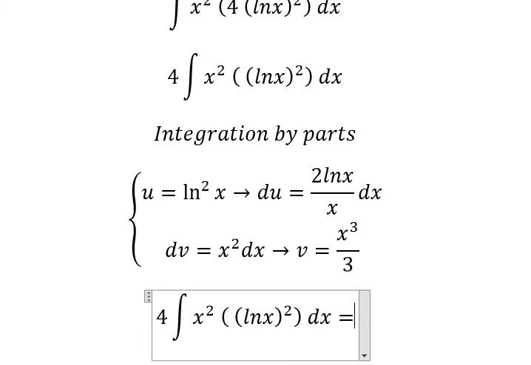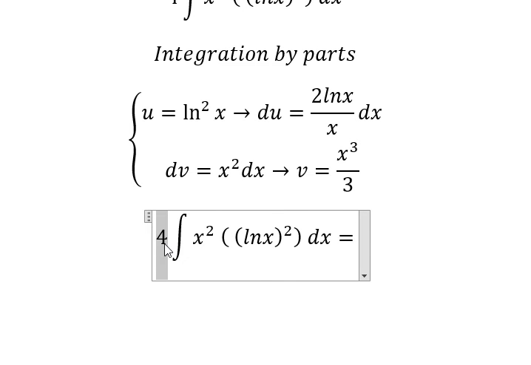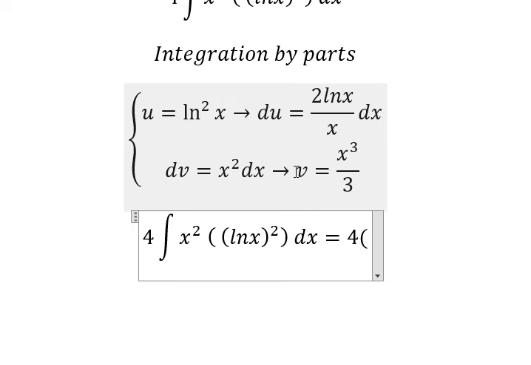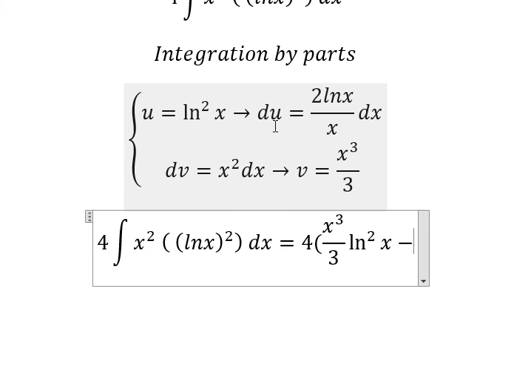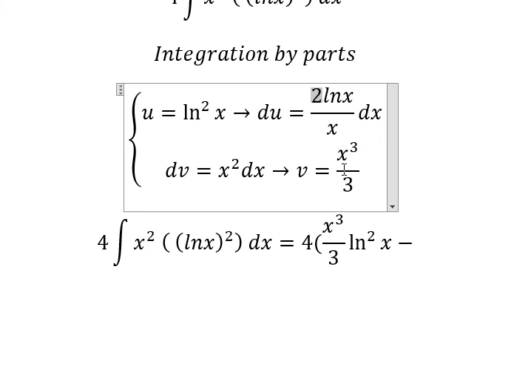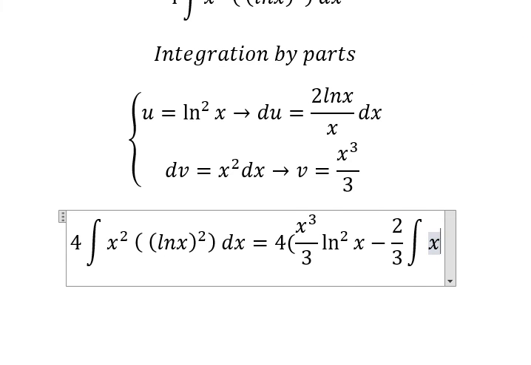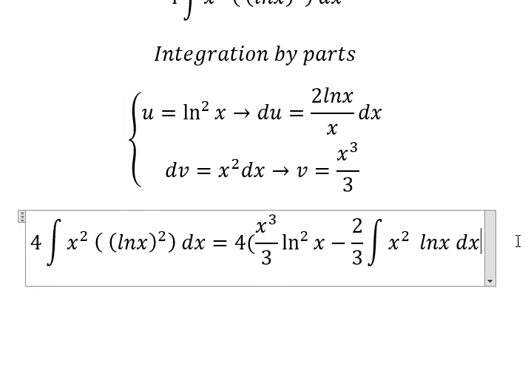So we have u multiplied by v. We have the number 4 in here, so we keep the number 4. So we have u multiplied by v, minus the integral of v du. So we have the number 2 over 3. s to the power of 3 divided by s, you get s squared. And we have ln s ds.